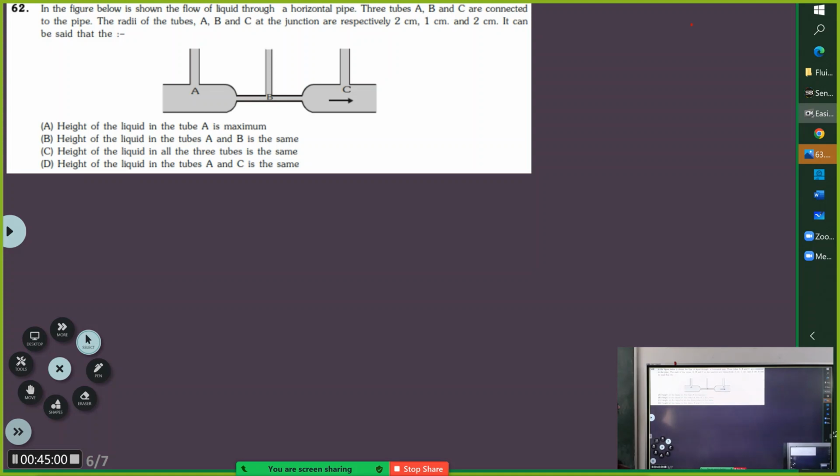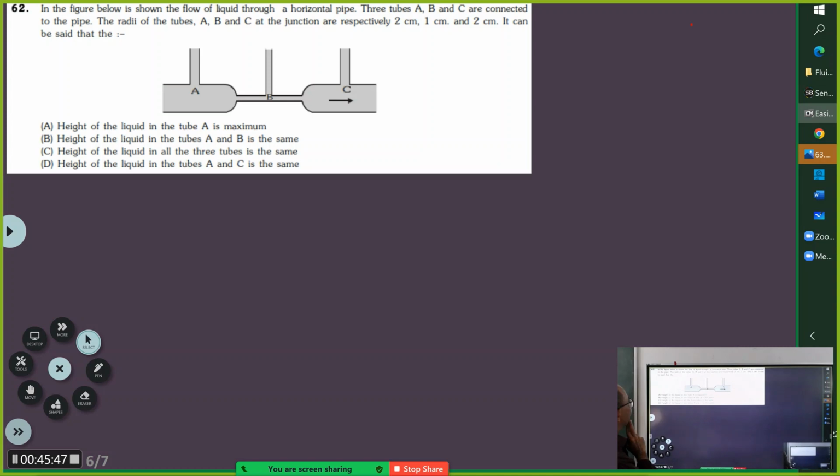In the figure below, liquid flows horizontally through three tubes A, B and C connected. The radii of tubes A, B, C at the sections are 2 cm, 1 cm, 2 cm. They give you the radius of the tube. Of the vertical tubes, not the horizontal ones.